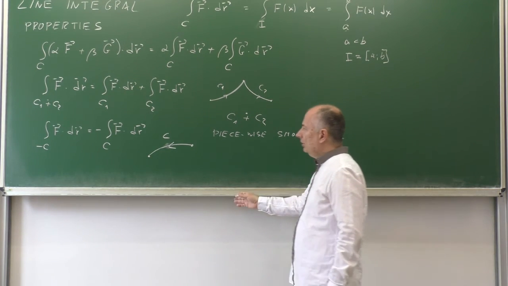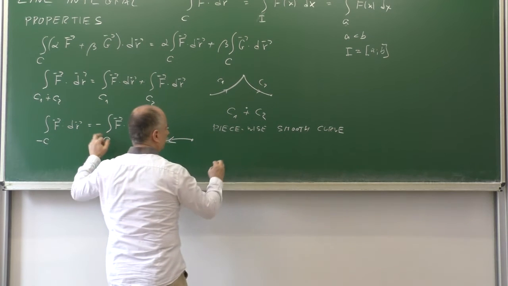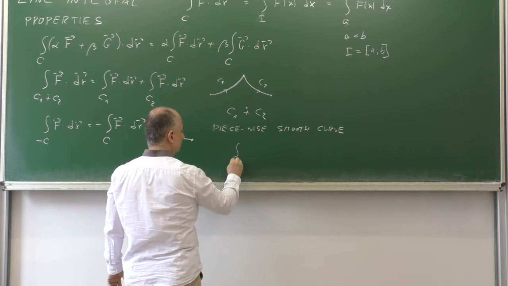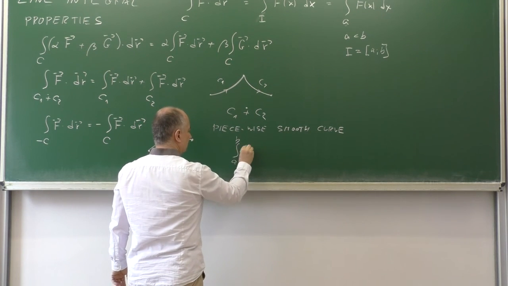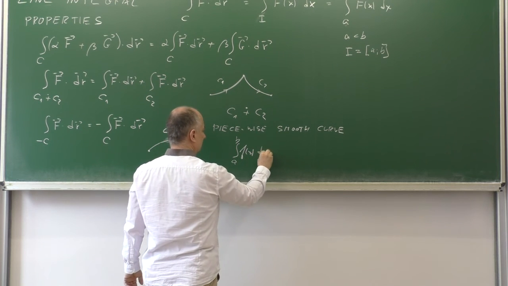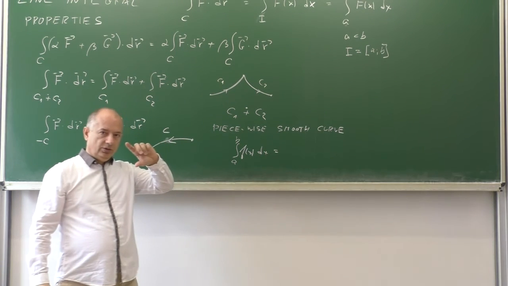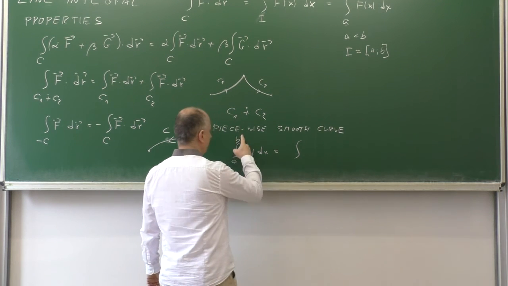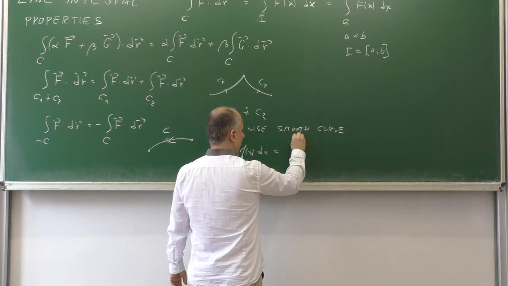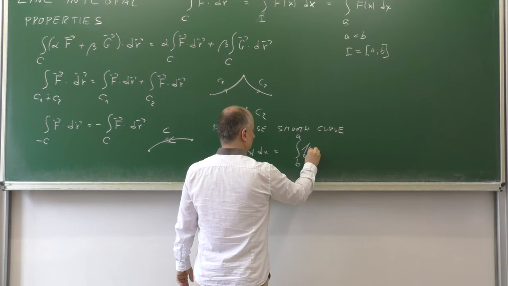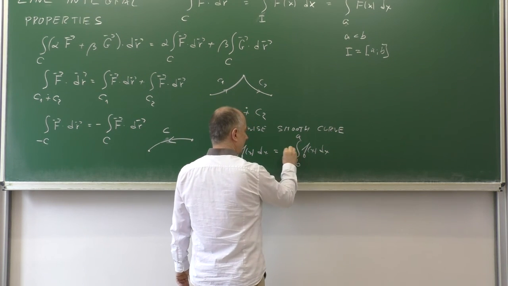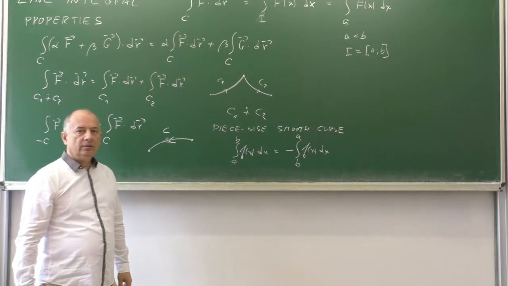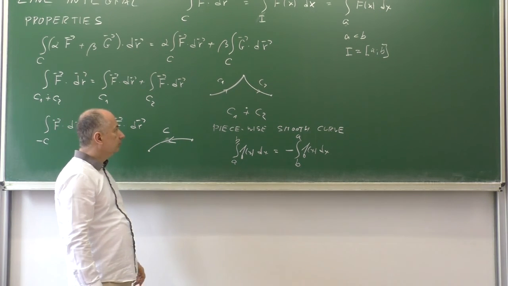This is a similar situation as for the integral of a scalar function. If we change the orientation, that means we don't go from A to B, but from B to A. And again, the result changes the sign.